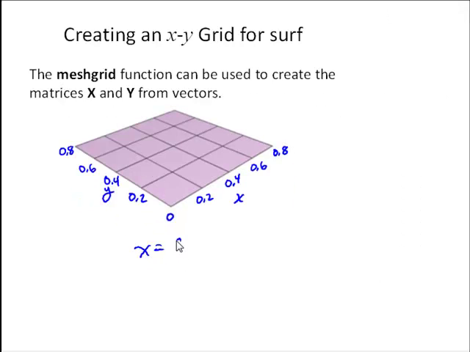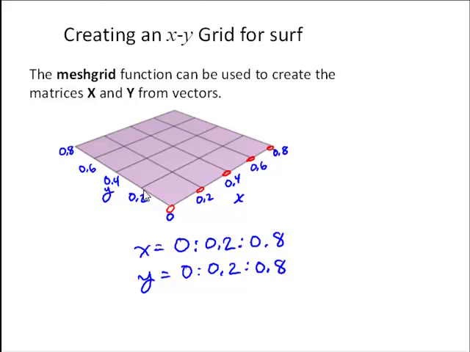equals 0, 0.2, up to 0.8. And similarly, since y is the same, y is equal to 0, 0.2, up to 0.8. But that gives us the points along the axes that I'm marking in red. But in order to evaluate z, we also need the interior points. So we need to generate this point.